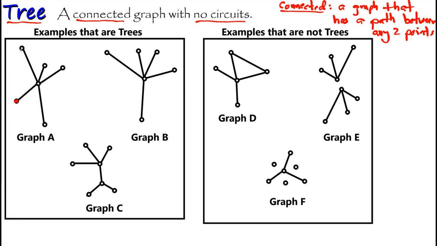So if I look at these 2 points, I can get from one to the other because there's a path between them, so it is a connected graph. And that has to be true for any 2 points you choose in the graph to say that it's connected. All of the examples on the right are not trees. Here we see there's a circuit, so that disqualifies it. Here we see it's not connected. And also for graph F, it's not connected. So no circuits, and the graph must be connected to be classified as a tree.